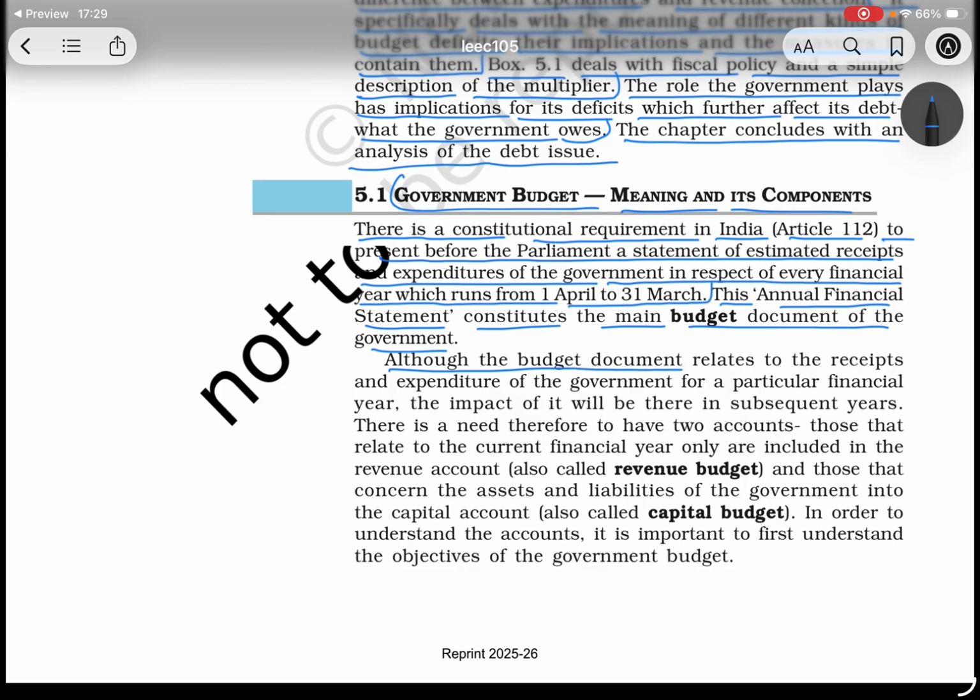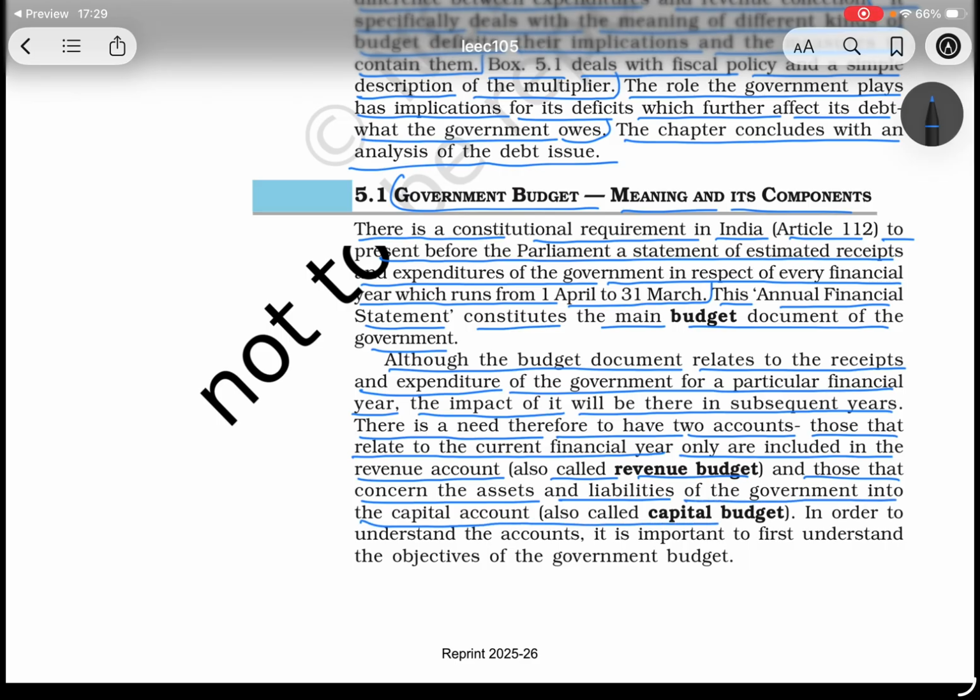Although the budget document relates to the receipts and expenditure of the government for a particular financial year, the impact of it will be there in subsequent years. There is a need, therefore, to have two accounts. Those that relate to the current financial year only are included in the revenue account, also called revenue budget, and those that concern the assets and liabilities of the government go into the capital account, also called capital budget. In order to understand the accounts, it is important to first understand the objectives of the government budget.